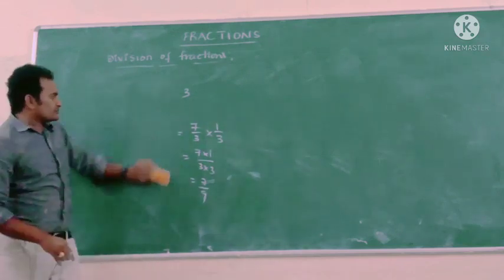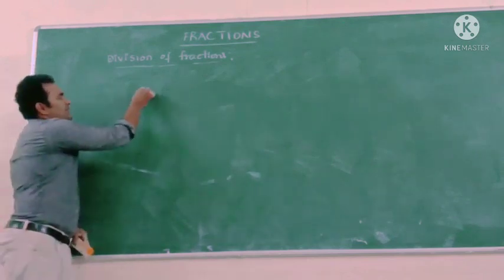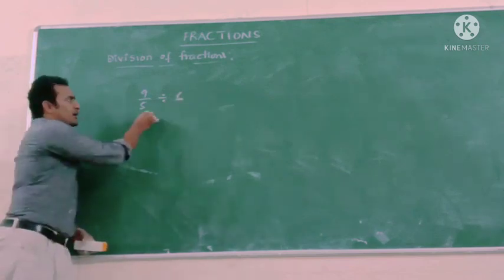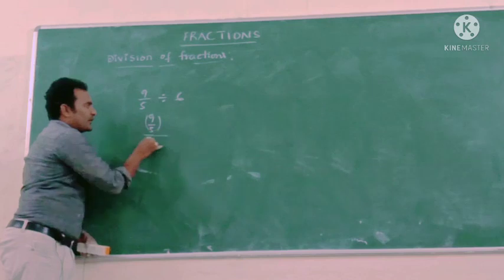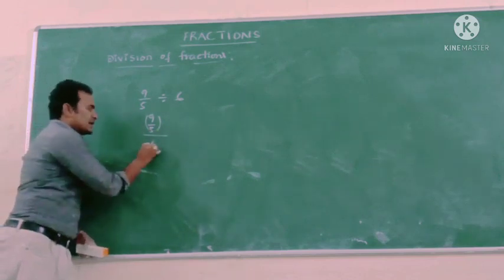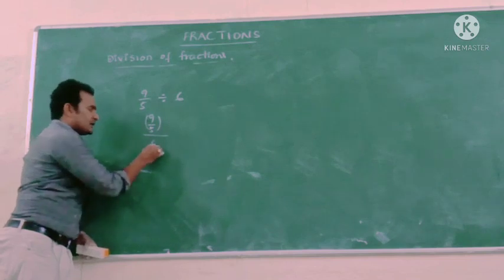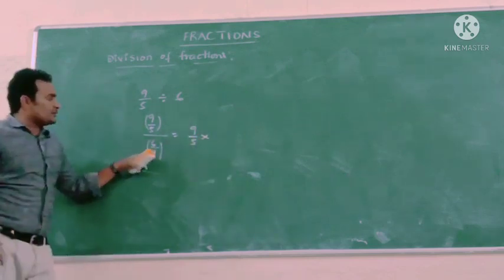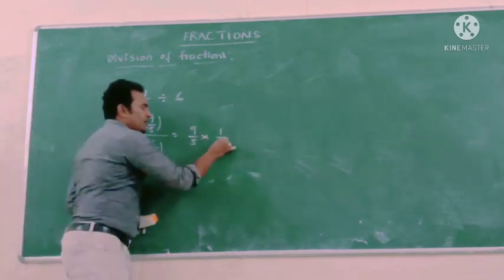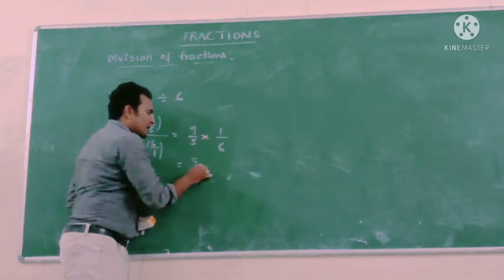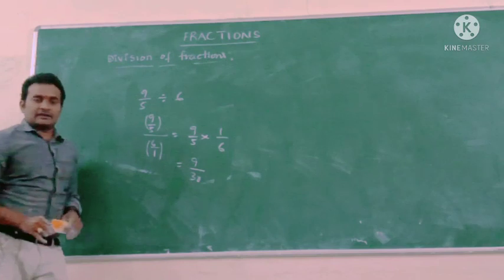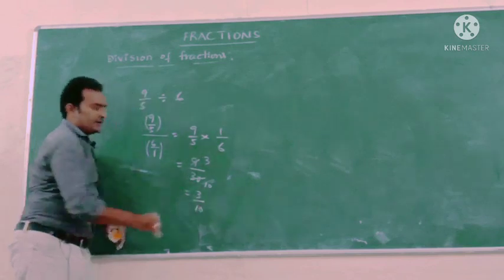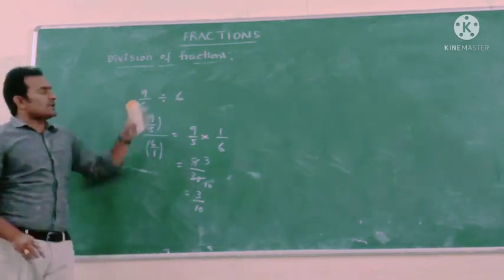In the same way, let us take another fraction, 9/5 divided by 6. First we write down 9/5 on the numerator, 6 on the denominator. There is nothing in the denominator of 6, so you can write 1. So 9/5 into the reciprocal of 6/1, which is 1/6. Now multiply product of numerators by product of denominators, 9/30. On further simplification, you will get 3/10. That is about the fraction with a number.